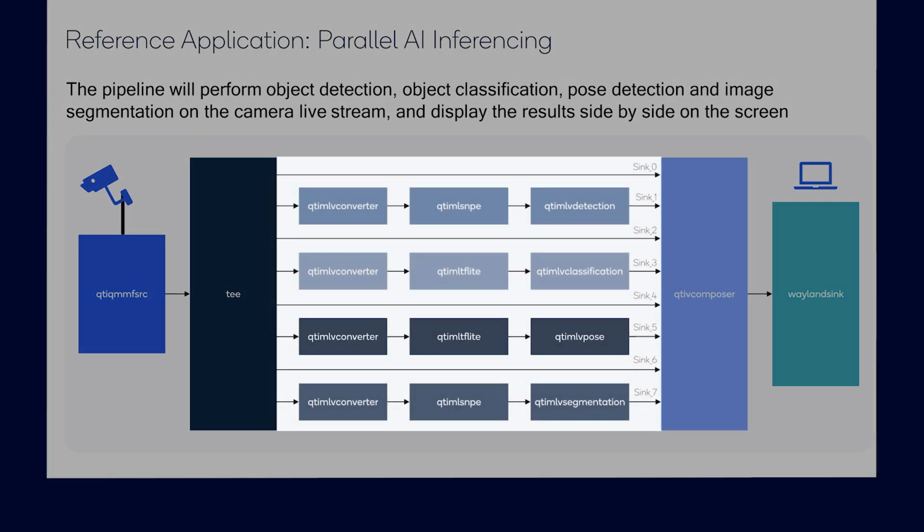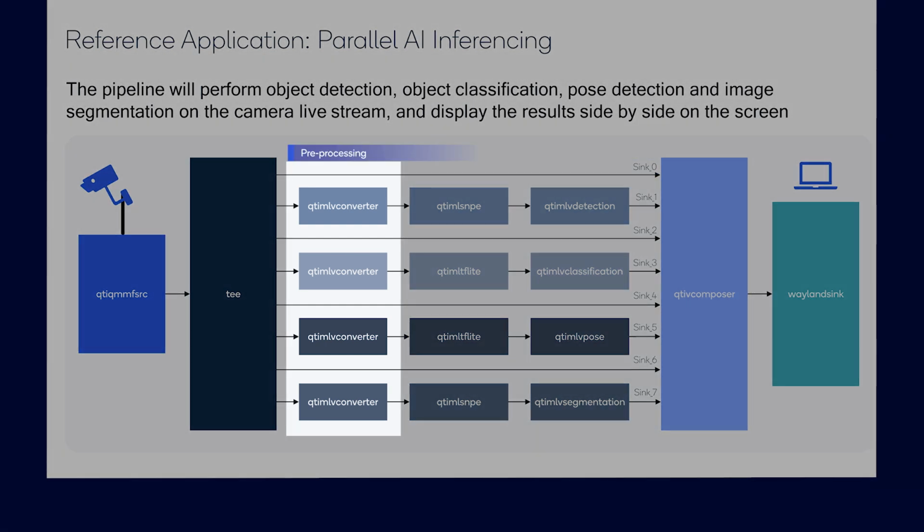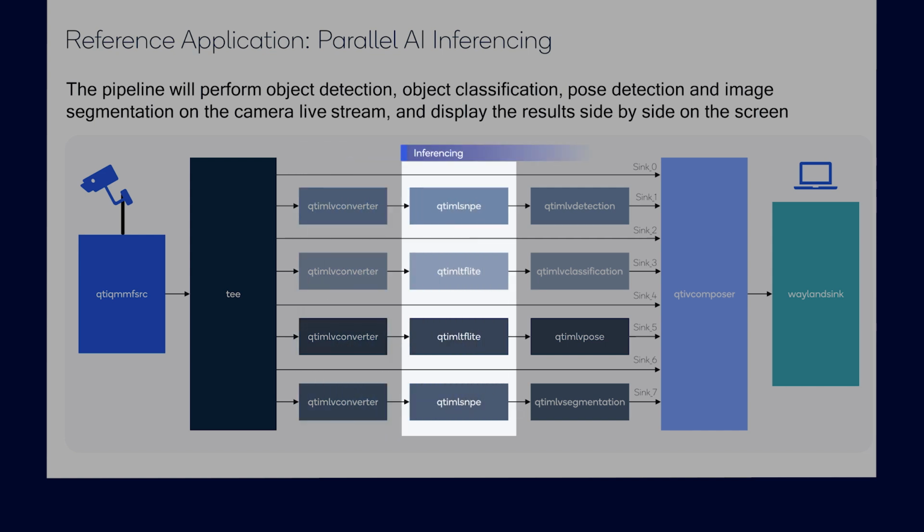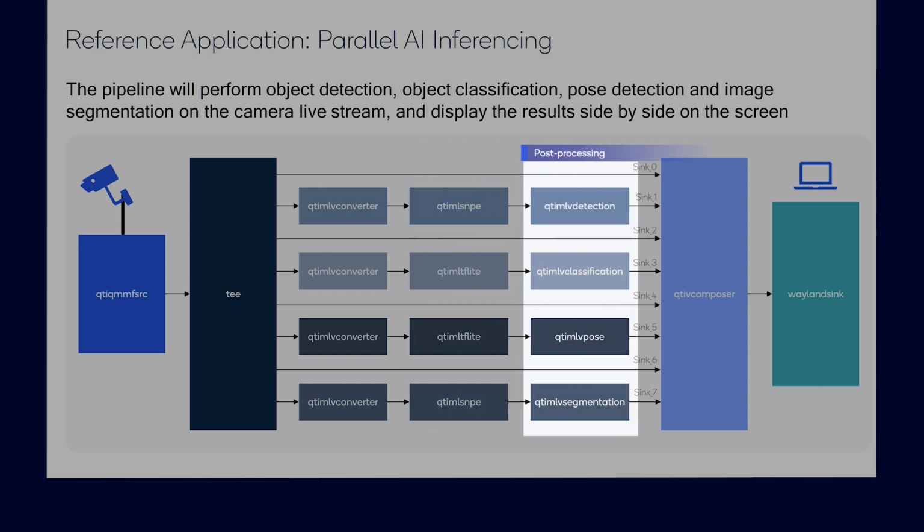Each inferencing block contains 3 essential plugins: pre-processing, inferencing, and post-processing. The pre-processing plugin converts the incoming camera frames to tensors, compatible with the model input layer. The inference plugin runs the model inference on hardware accelerators. And the post-processing plugin performs parsing of the output tensors from the inference plugin.